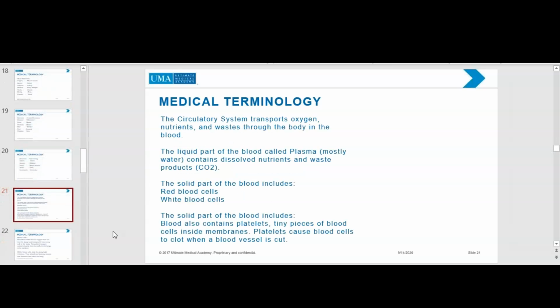All right. The circulatory system transmits oxygen, nutrients, and waste through the body and the blood. The liquid part of the blood is called plasma, mostly water, and contains dissolved nutrients and waste products, CO2. The solid part of the blood includes red blood cells, white blood cells, and also platelets, tiny pieces of blood cells inside of membranes. Platelets cause blood to clot when a vessel is cut. So this is where the clotting factor kicks in.